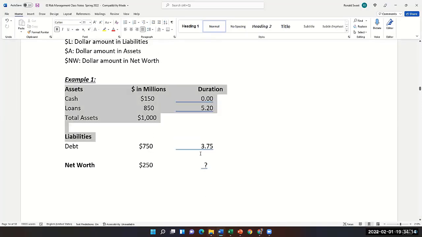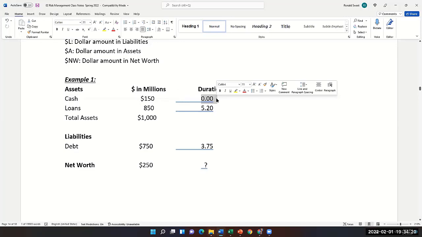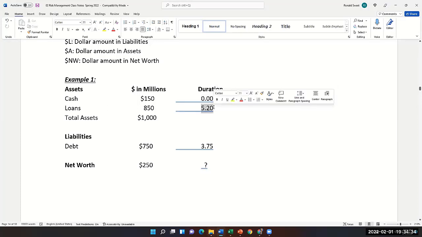We have a bank here. This bank has cash. The duration of cash, almost by definition, is 0. Cash is not sensitive to interest rates. The price of cash is not sensitive to interest rates. And this bank also has some loans. $850 million in loans, and they have a duration of 5.2. 5.2 is a very long duration for bank loans.